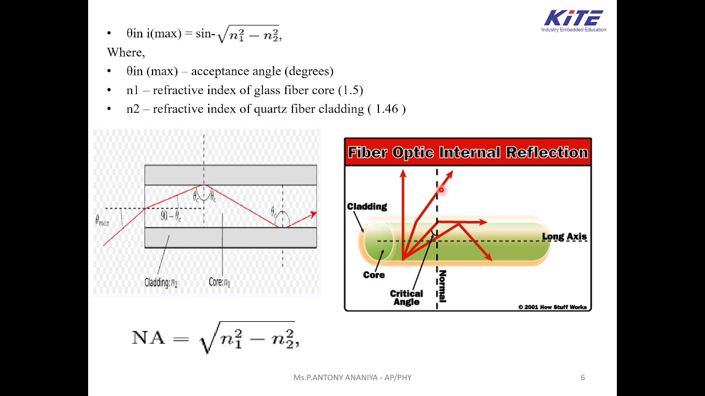Numerical aperture is the sine of the largest angle an incident ray can have for total internal reflection in the cone. That is called numerical aperture. So numerical aperture NA is equal to the square root of n1 squared minus n2 squared, where n1 is the core and n2 is the cladding.